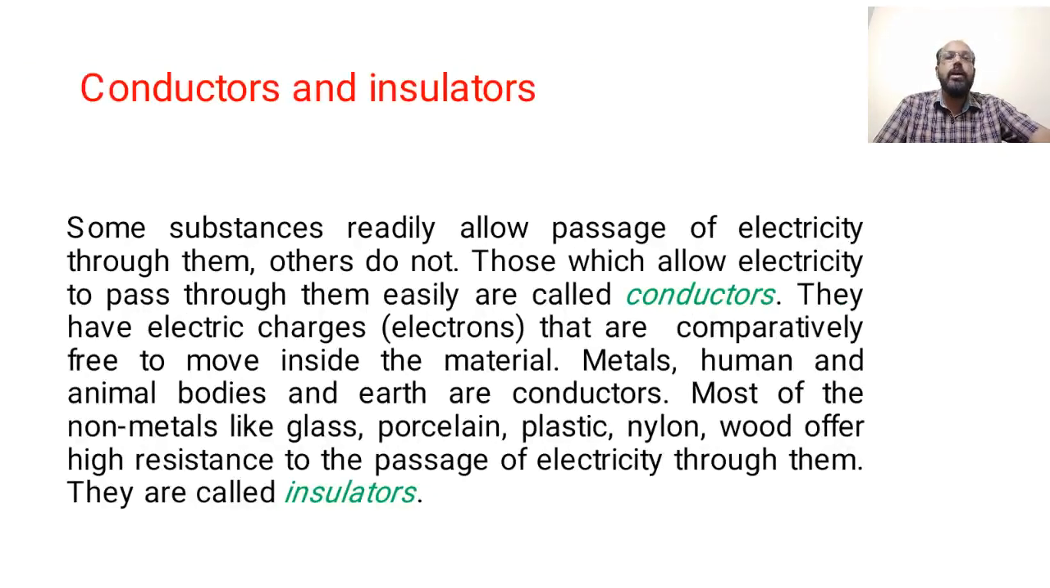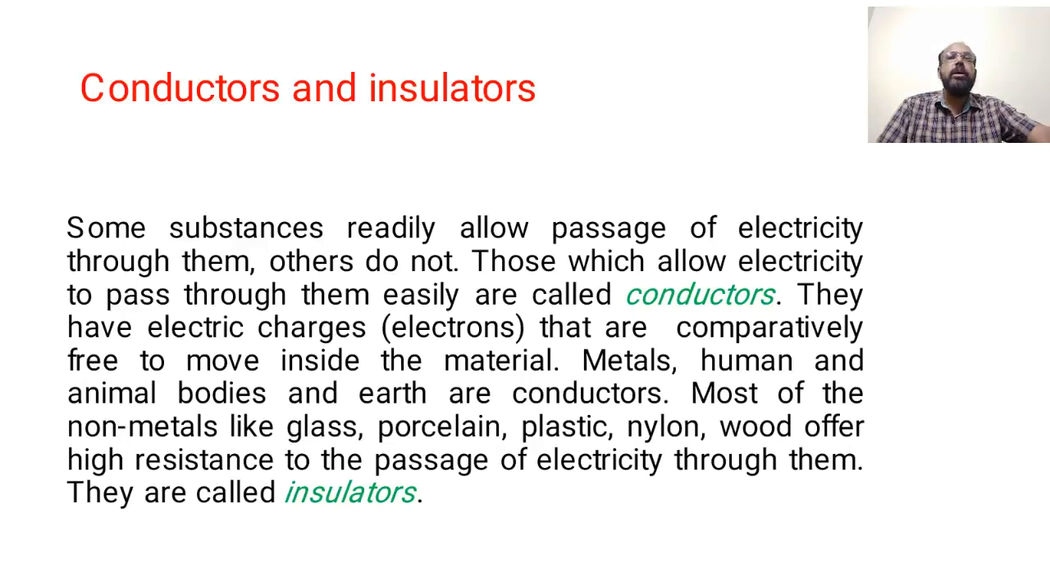Here, conductors and insulators. Some substances readily allow passage of electricity through them, others do not. Those which allow electricity to pass through them easily are called conductors. They have electric charges or electrons that are comparatively free to move inside the materials. Metals, human and animal bodies and earth are conductors. Most of the non-metals like glass, porcelain, plastic, nylon, wood offer high resistance to the passage of electricity through them.